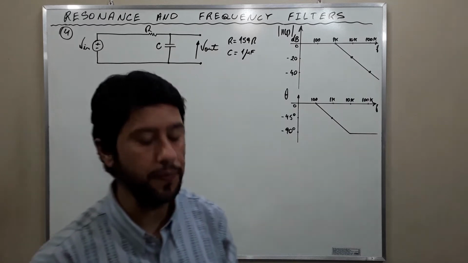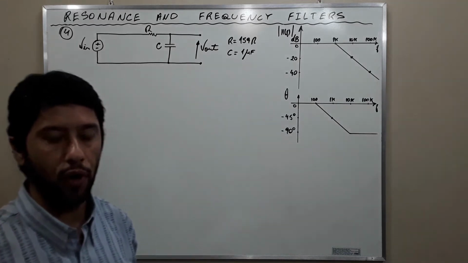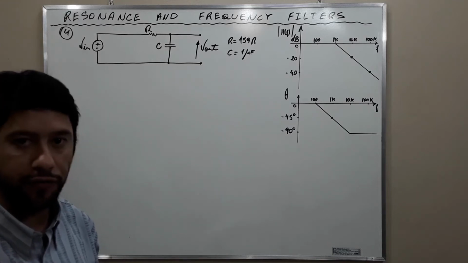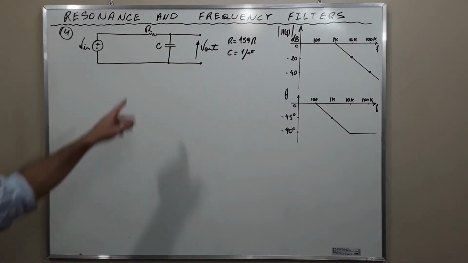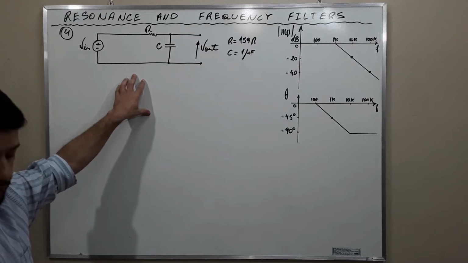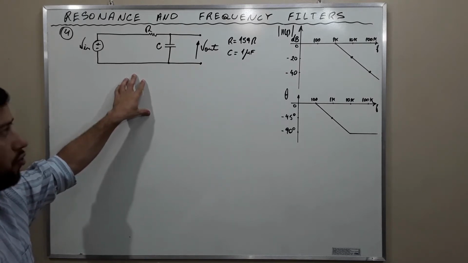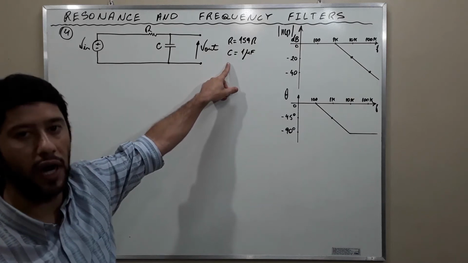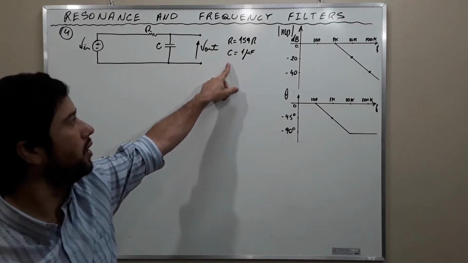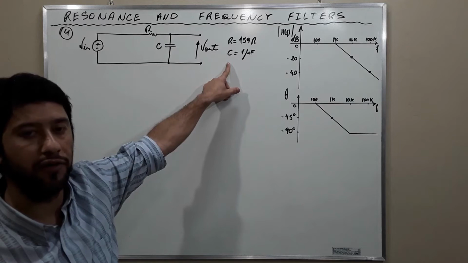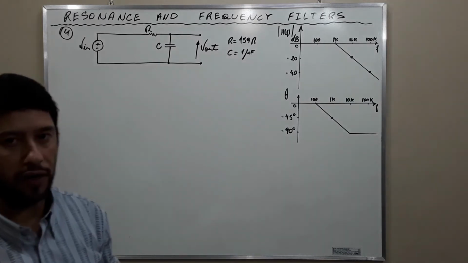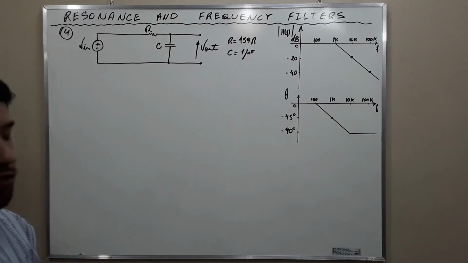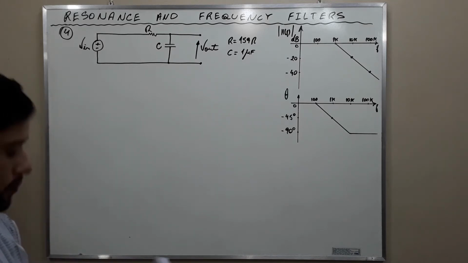Exercise number 4. Sketch the Bode magnitude and phase plots of the following circuit. This is the circuit in which the value of the resistance is 159 ohms and the value of the capacitance is 1 microfarad. Okay, my friends, let's go to the solution.